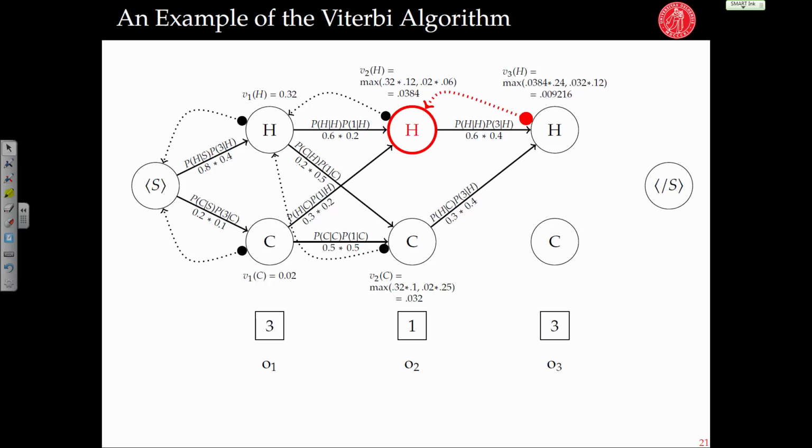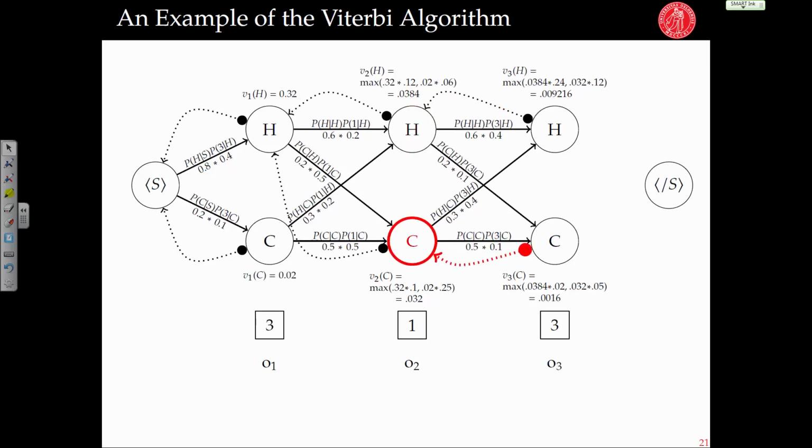We record the maximum value, and we keep a back pointer to where we could get to H to get the maximum probability. And the same here, so we had to go from C to C in order to get a maximum probability of being in state C at time point 3.